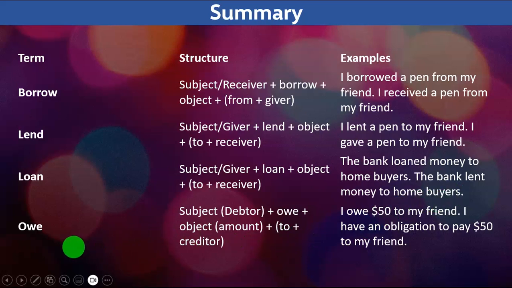And finally, the word owe: subject, debtor, and you can say the giver. You can just replace the debtor with the giver, plus owe, plus object, which is the amount, plus to, plus creditor. I owe $50 to my friend. I have an obligation to pay $50 to my friend. So friends, this is a summary. You can take a screenshot of this, of the four words borrow, lend, loan and owe, right? So friends, I hope these four words are clear now.